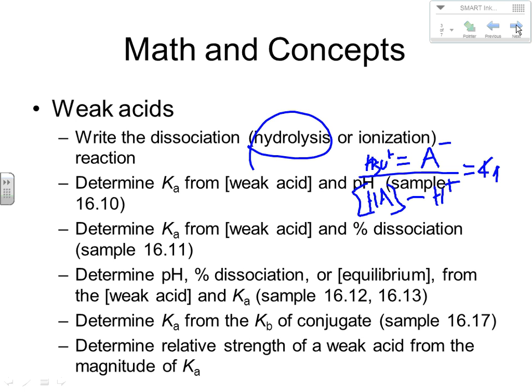Number 11 deals with another idea that you should be able to understand, which would be determining the Ka when you're given the percent dissociation, or another way of writing that, percent ionization. We use those two interchangeably. And sample problem 16.11 deals with that. You should be able to determine the pH, percent dissociated, or equilibrium from the concentration of the weak acid and the Ka. Problems 12 and 13 deal with that. Remember, you should be able to determine the Ka from the Kb of the conjugate. You should be able to understand the relative strength based upon Ka. Remember, the bigger the Ka value, the stronger the acid is, and the weaker its conjugate base is.